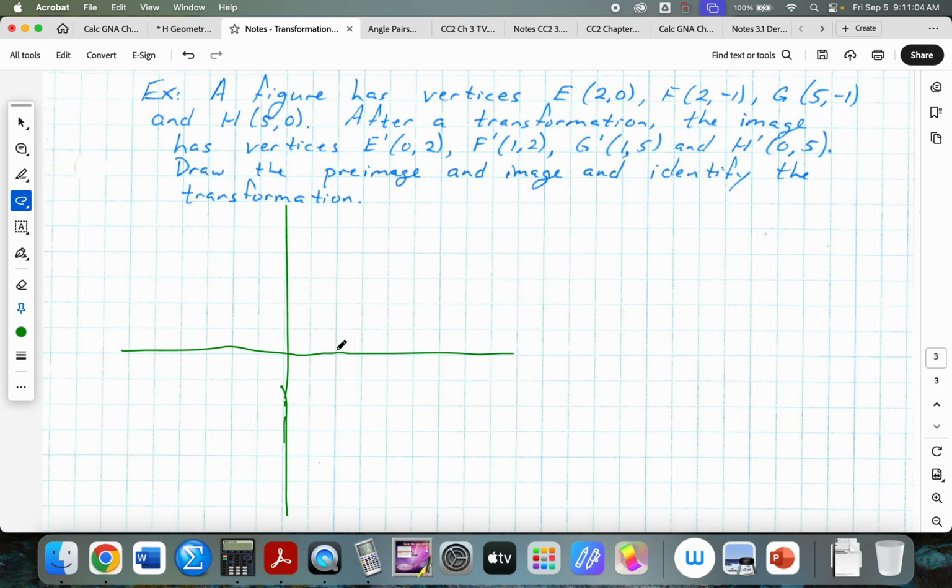So point E is at 2, 0. F is at 2, -1. So my E is right in the way. G is at 5, -1. And H is at 5, 0. Okay. So E, F, G, and H. So those are my original vertices.